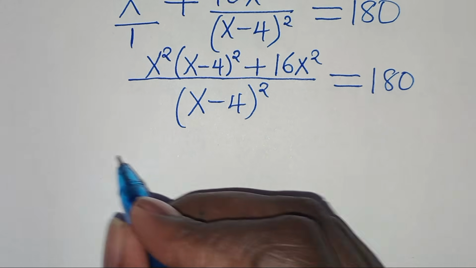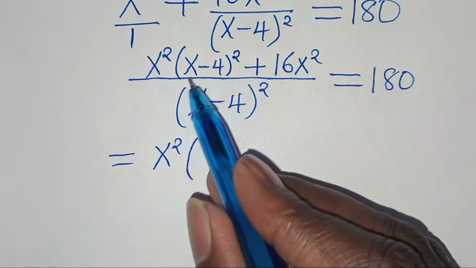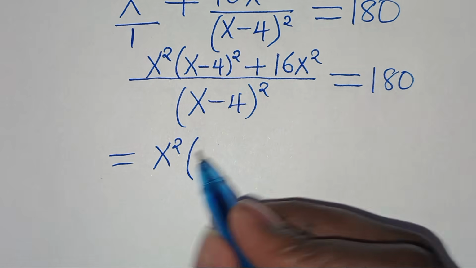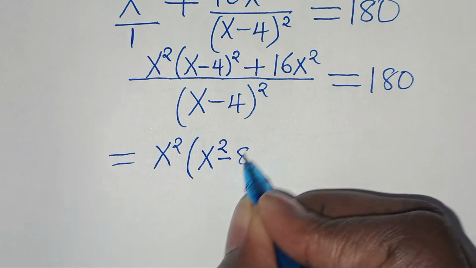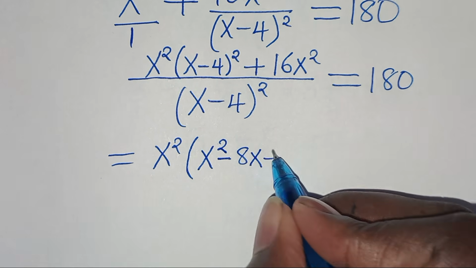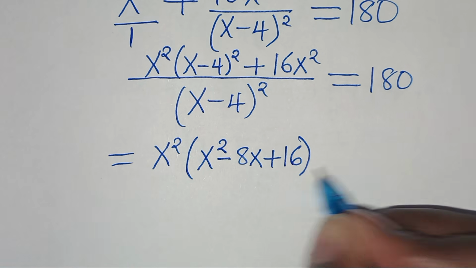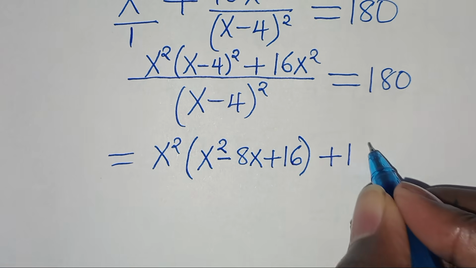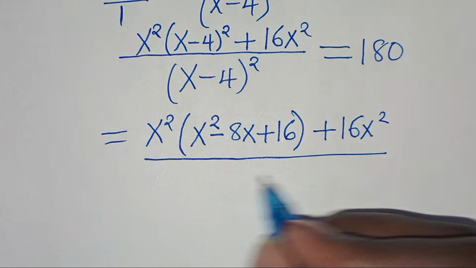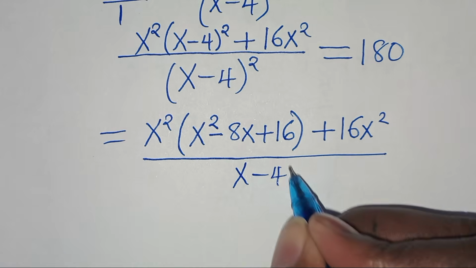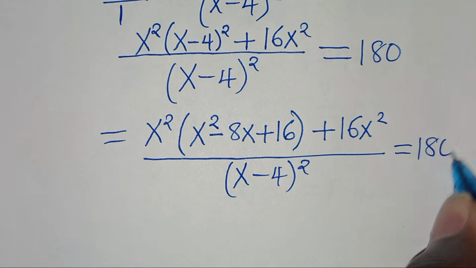The next step is that we have x squared in the parentheses. Now (x minus 4) to the power of 2 we can express as x squared minus 8x, then plus minus 4 squared. This becomes plus 16. Close the parentheses, then plus 16x squared, everything here divided by (x minus 4) raised to the power of 2. This is equal to 180.